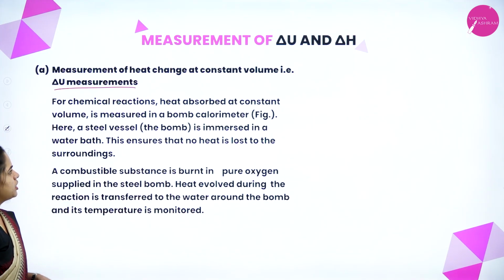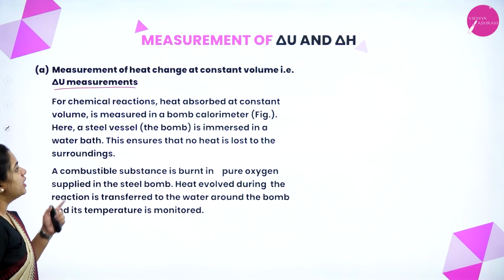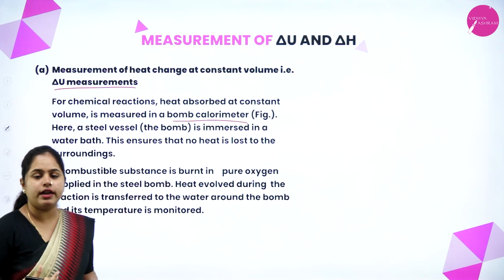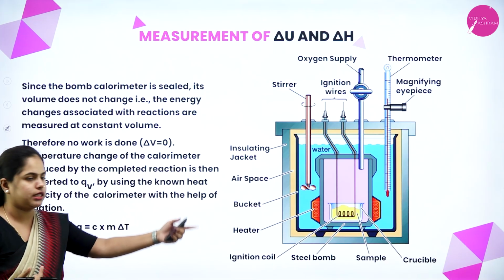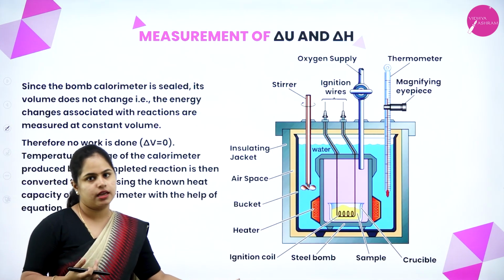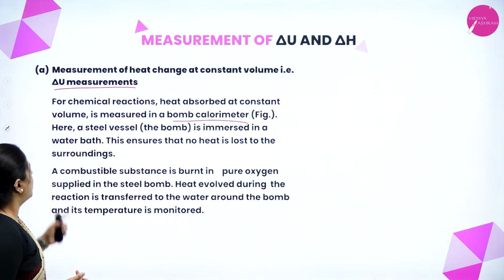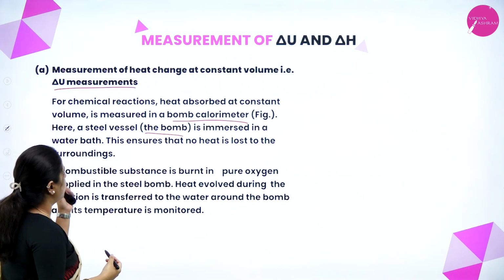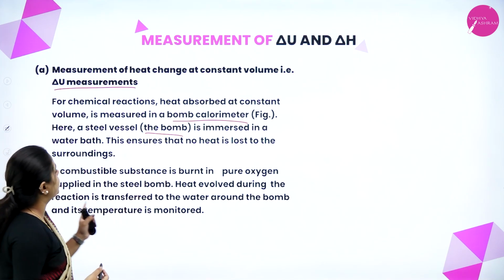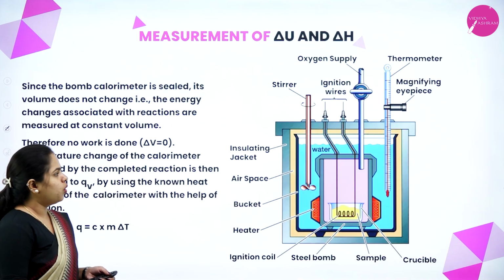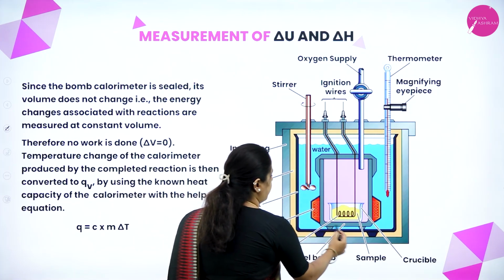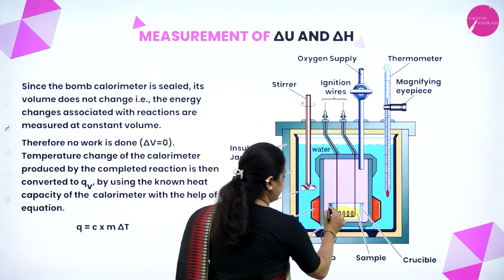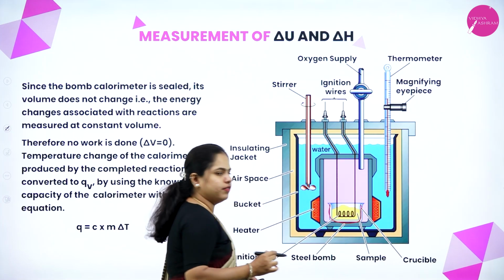For chemical reactions, heat absorbed at constant volume is measured in a bomb calorimeter. Okay, so this is called a bomb calorimeter. You can see it in the figure. So this is the bomb calorimeter. Here a steel vessel, which is called the bomb, is immersed in a water bath. This ensures that no heat is lost to the surroundings. As you can see here, this part is called a steel bomb, inside which the sample will be kept.